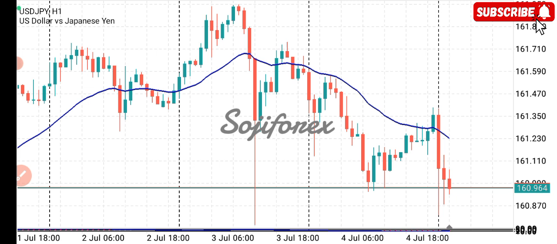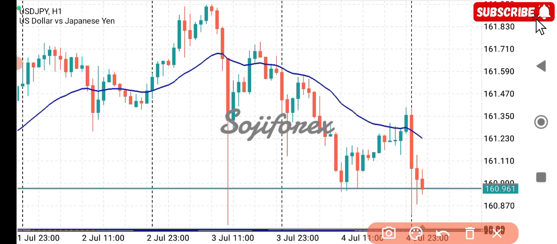So when you open your chart, the first question you ask yourself is, where is the price action relative to the moving average? So this blue line is our moving average. And where is the price action? The price is below our moving average. So here is our current price condition.